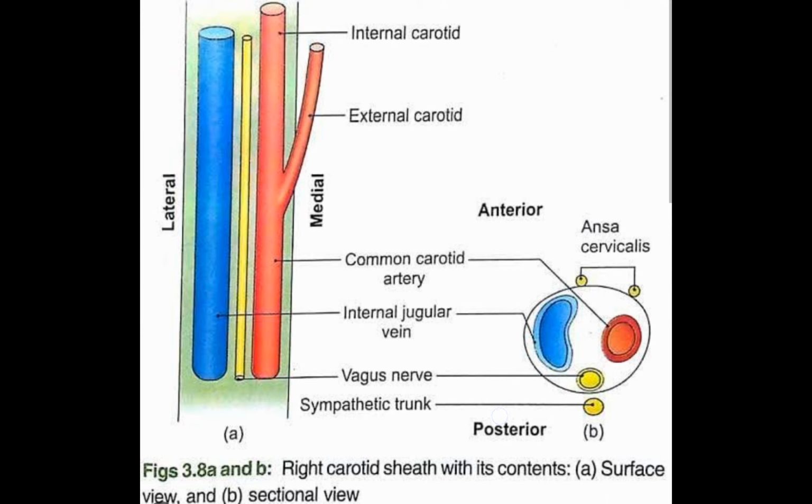Then at what level does the carotid bifurcation occur? This level also needs to be remembered. So it occurs at the level of C3 C4 vertebra. C3 C4 vertebra. So that's all about the deep cervical fascia.